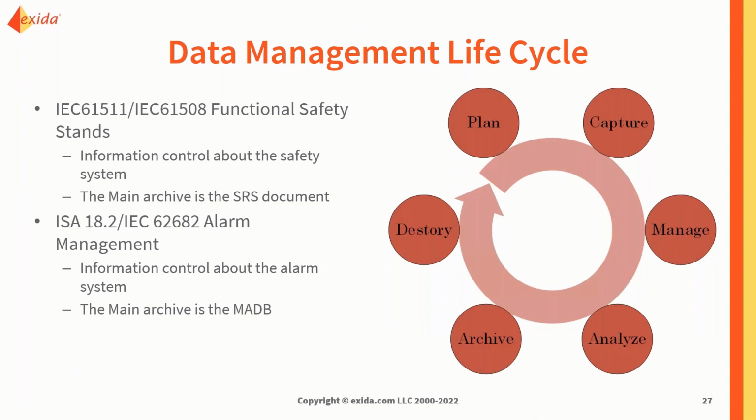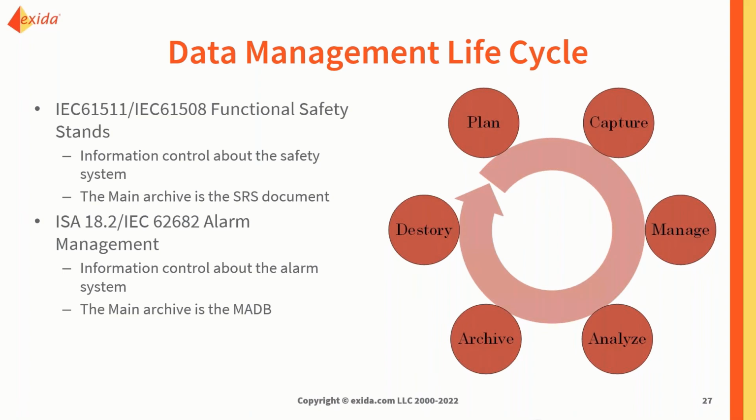So in summary, whenever we compare the data management lifecycle to the functional safety lifecycle, we're talking about the information control about your safety system. And the main archive is the SRS document. And when we talk about the alarm management lifecycle, the main information is about your alarm system. And then the main archive is the MADB, the master alarm database.